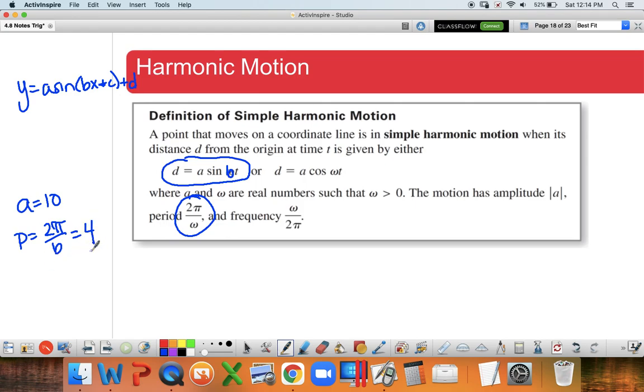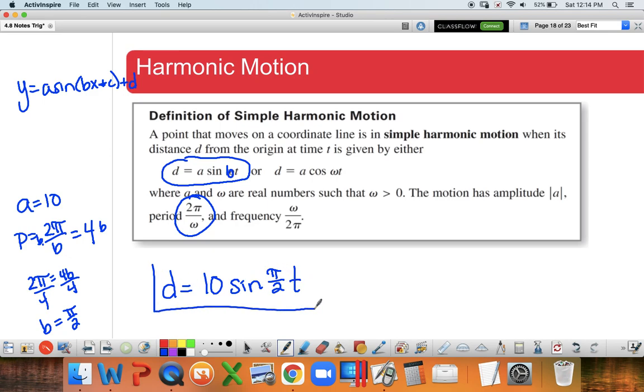So what does my b value have to equal? Let's multiply both sides by b. Right, so I get 2 pi is equal to 4b, and then we're going to divide by 4. So I get b is equal to pi over 2. Now I just plug that into my equation using the distance equation that they've set up. So 10 sine pi over 2 t, where t is our time that is given. And that is it. Do not let that overwhelm you if you see a question like that. You're really just trying to plug this information in and get out your answer.